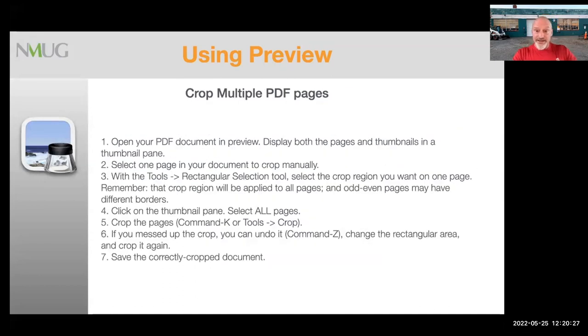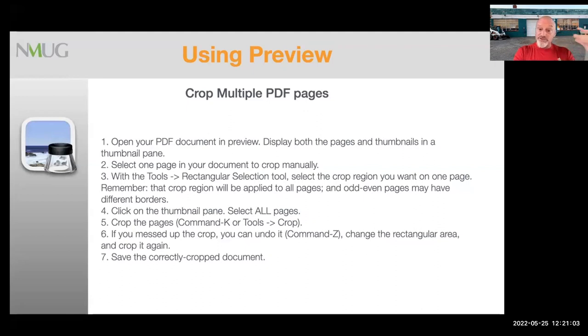Another neat feature in Preview is the ability to crop multiple PDF pages. So if you open a PDF document, it can be multiple pages. You want to display both the thumbnails and the pages so that you can see them. Choose Tools, Rectangular Selection tool, and select the crop region on the page that you want to crop. So what this will do is it'll crop every page in your document to the same crop area. So basically, you select that crop region on the first page.